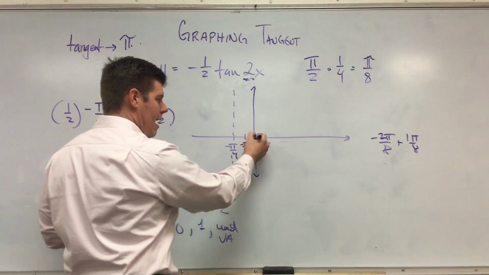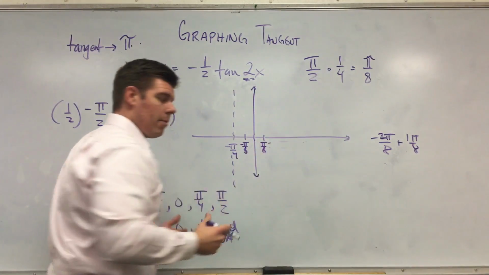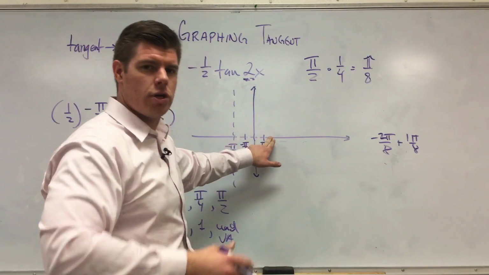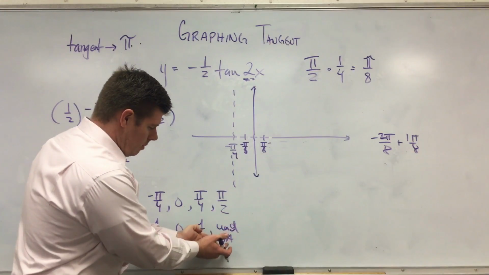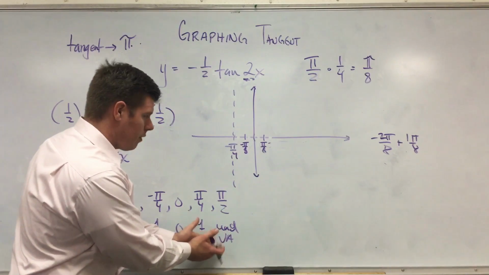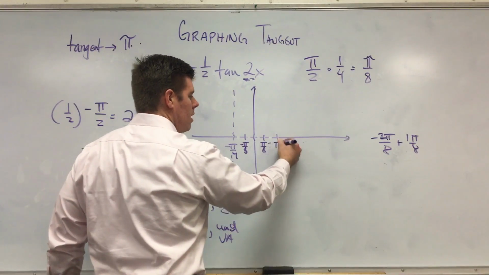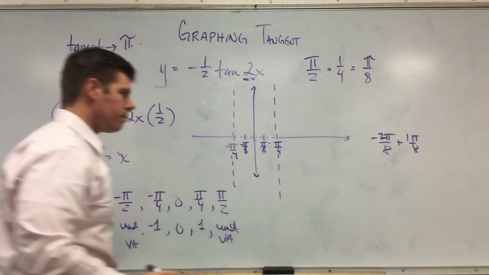Add pi over 8 to that, 0. Add pi over 8, I get pi over 8. And remember, it's 4 chunks. So chunk 1, chunk 2, chunk 3. I need to make my 4th chunk. And just know that at the end of the 4th chunk is again going to be my extra vertical asymptote. So pi over 8 plus pi over 8 gives me that pi over 4. And that's my next vertical asymptote.